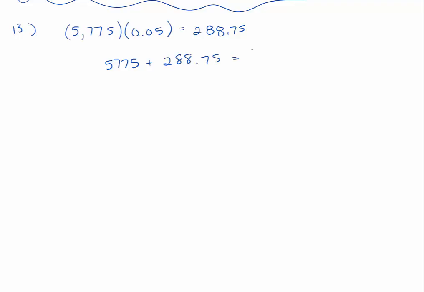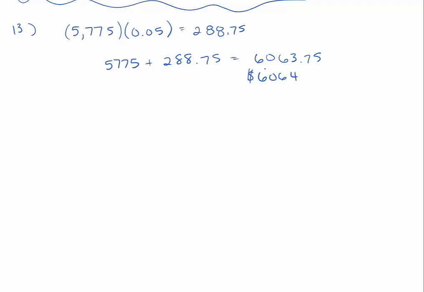5,775 plus 288.75, and that's 6,063 point 75, right? And if we look at number A, which is what the answer is in the book, if you round that up to the nearest dollar, which I would do because I don't put any cents here, you get 6,064, and that's what A is, and that's what the answer in the back of the book says.